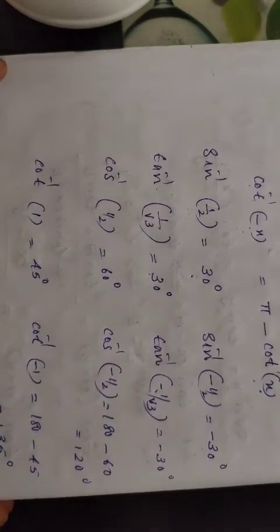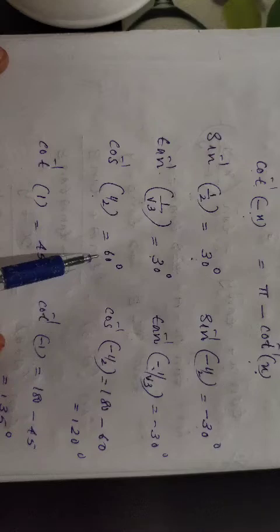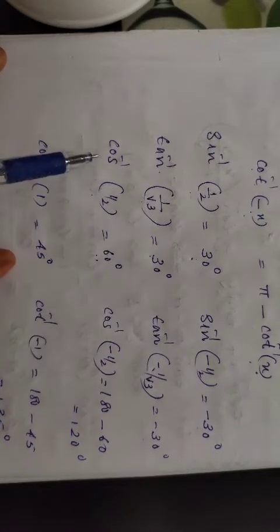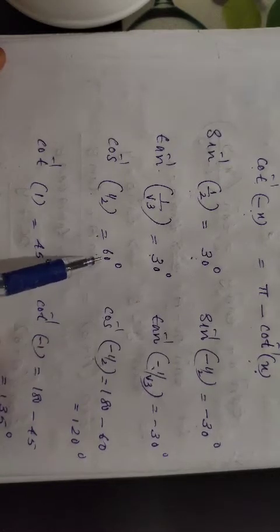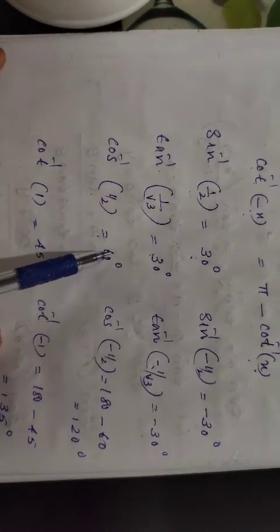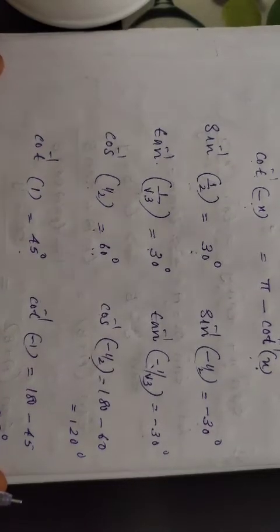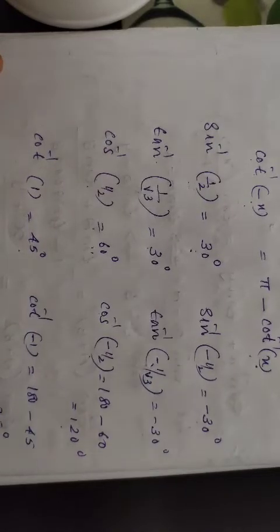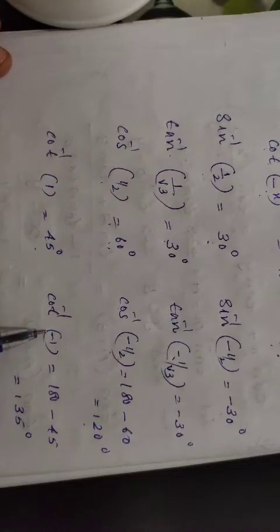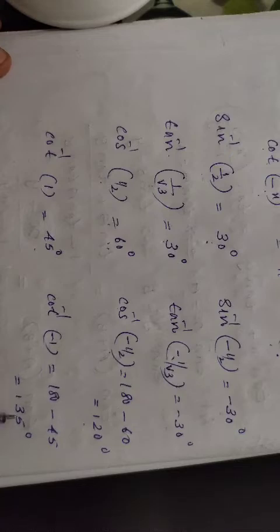See another example. Cos inverse 1 by 2. We know cos inverse 1 by 2 from the table, it is 60 degree. It lies in the principal value branch. But cos inverse negative 1 by 2 is not negative 60. In the case of cos, sec and cot, the answer is 180 minus value. That is 180 minus 60, 120 degree. And cot inverse 1 is 45 degree. Then cot inverse minus 1 is not minus 45, it is 180 minus 45, 135 degree.